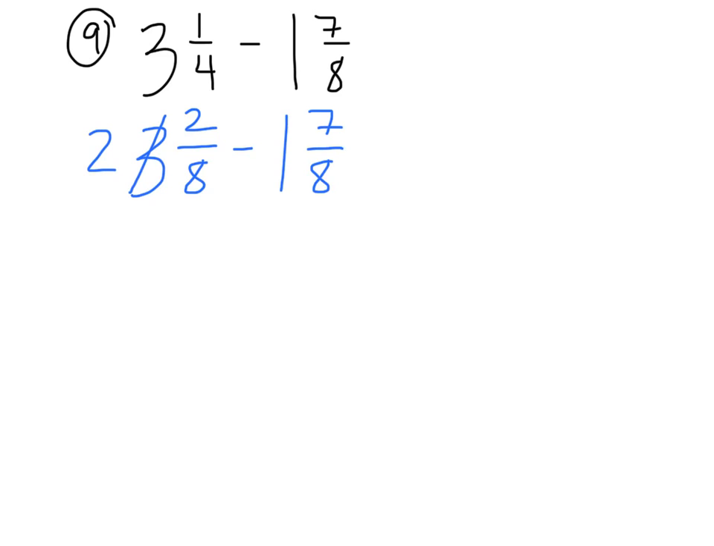And I have eighths. And so when I borrow that 1, I'm going to get 8/8. But I already have 2/8 here. And I borrowed one more that made 8/8. So now I have 10/8. So now 10/8 minus 7/8 is 3/8. And then 2 minus 1 is 1. And that answer cannot be simplified.